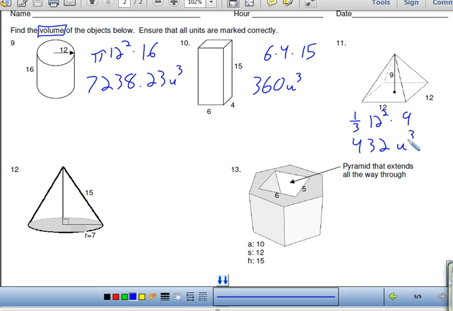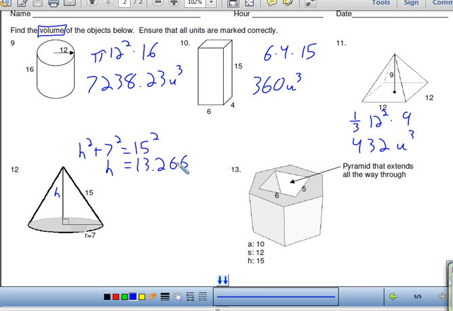For question number 12 here, I have, in fact, the slant height. I need the true height. I need this height right here. So the first thing that I need to do is to solve for that. I see that I have Pythagorean theorem. Good old Pythagorean theorem. We solve, and we find h to be 13.266.